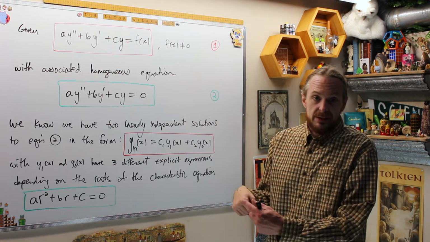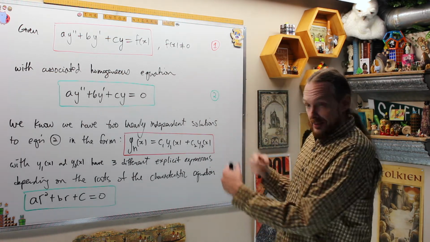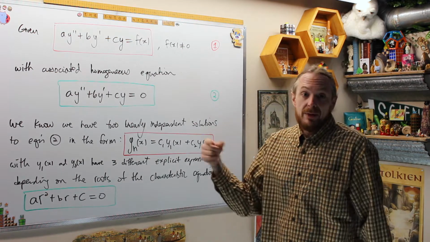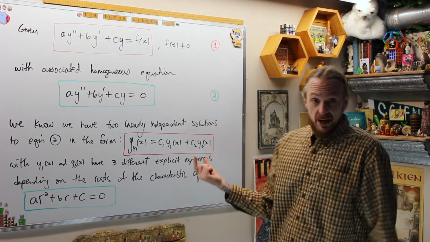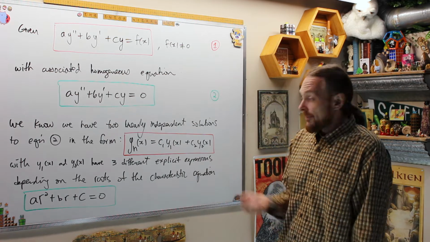If it's two distinct roots, it's e to the r1x and e to the r2x. If they're double, then you add the x in there, and if they're complex conjugates, you get the sine and cosine business. Look at the previous video.